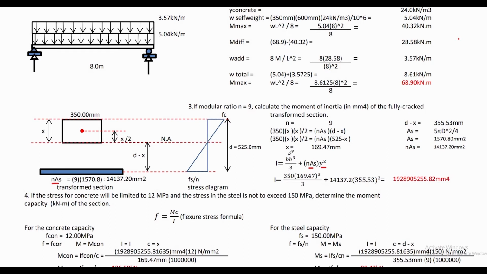That is given by this equation, bh cubed over 3. So if we replace the values, 350 for b, h is equal to the height, that is equal to 169.47, the value of x in our problem. We raise to 3 divided by 3, then nAs multiplied by d squared. So y here is just equal to distance squared, that is d minus x in our problem, since that is the distance from the neutral axis up to the centroid of nAs. That is computed there equal to 355.53 mm. So we can have this value of the moment of inertia of our fully cracked transformed section.